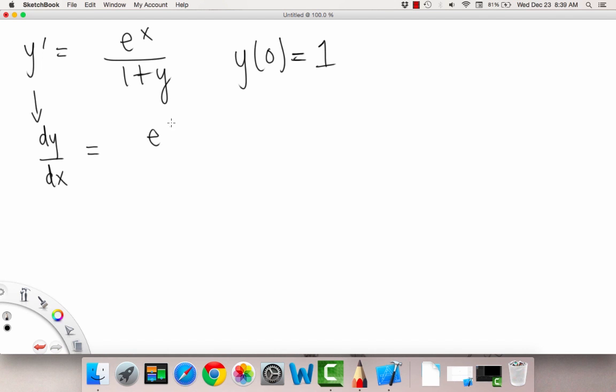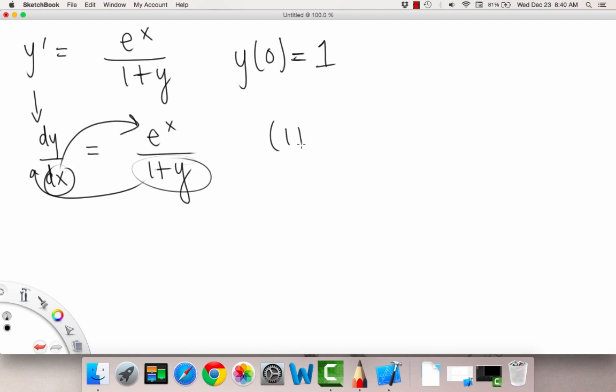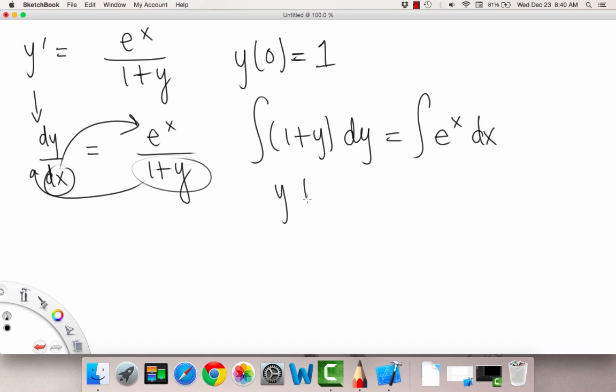And then that is equal to e to the x over 1 plus y. Now we're just going to separate. We'll bring all the y stuff to the left side and all the x stuff to the right side. So we get 1 plus y times dy is equal to e to the x times dx. Okay, so we've separated our variables. That was pretty easy. Now we're going to integrate on both sides. We get y plus 1/2 y squared is equal to e to the x, and don't forget our plus c, of course.